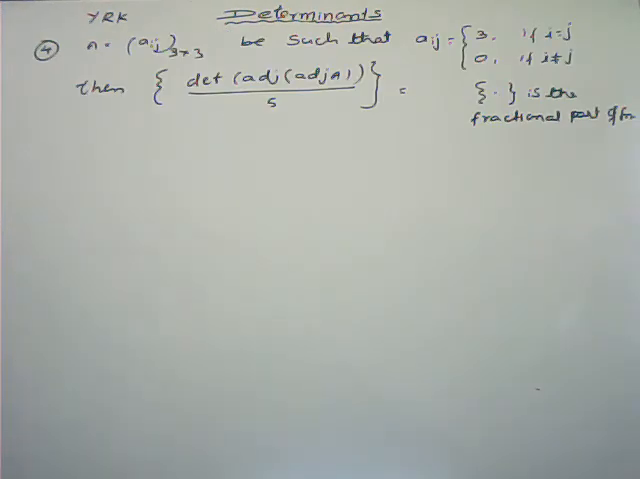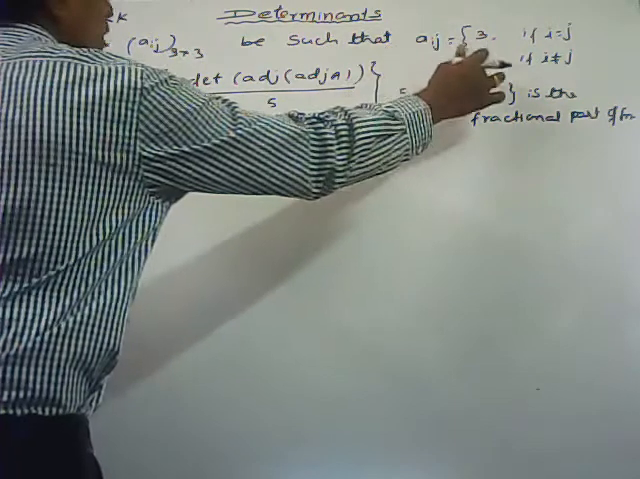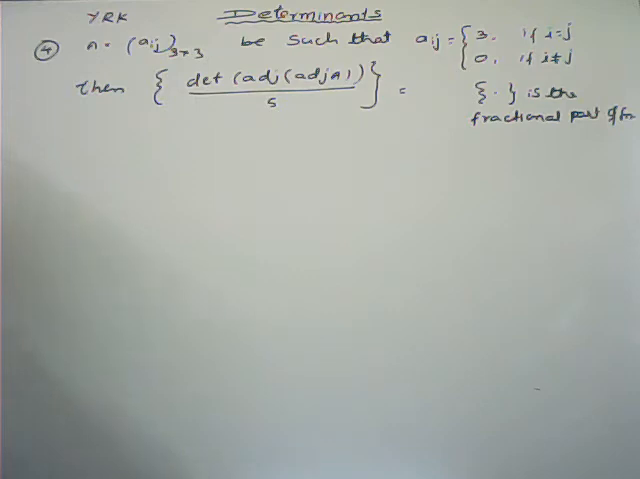Next one. A equals Aij, a 3 by 3 matrix, such that Aij equals 3 if i equals j, and 0 if i is not equal to j. So this one we say is a scalar matrix only. All the diagonal elements are equal to 3. Non-diagonal elements are equal to 0.